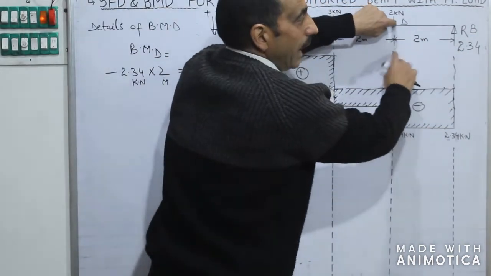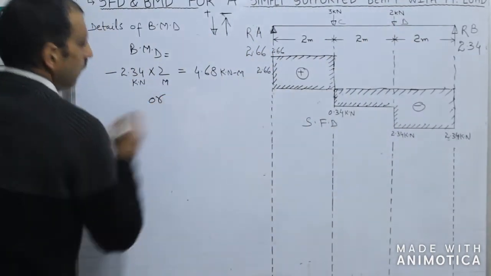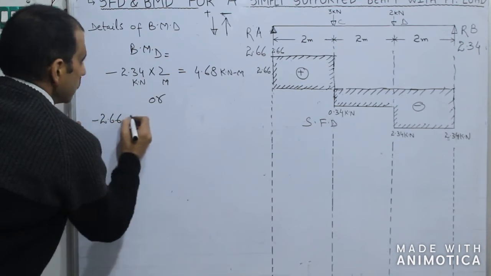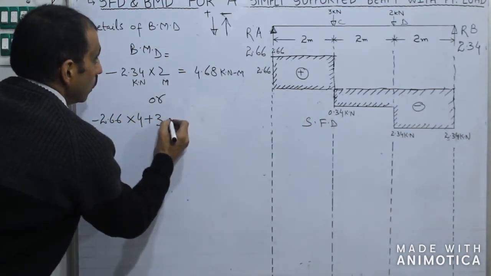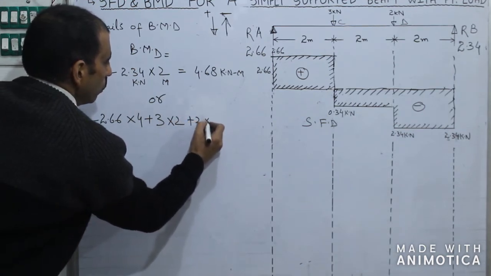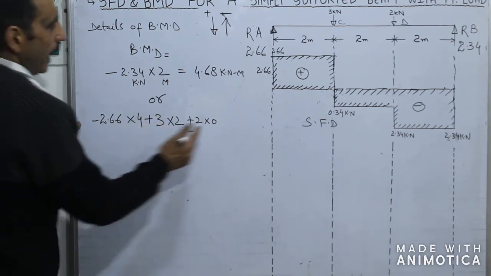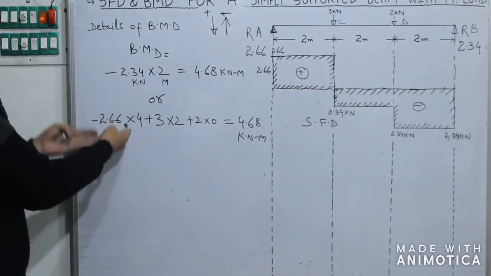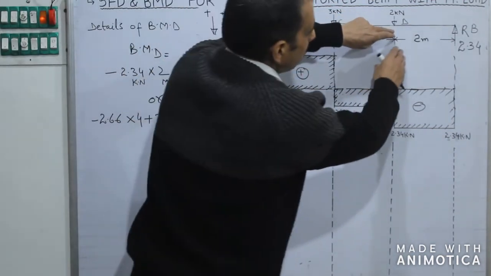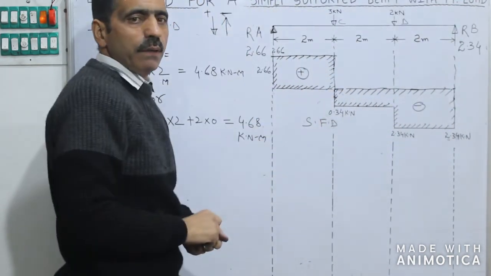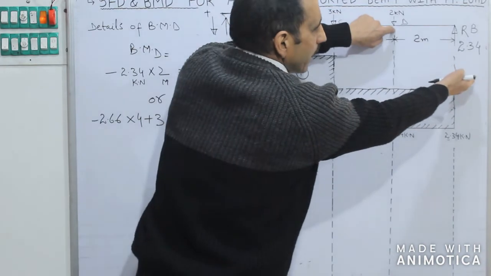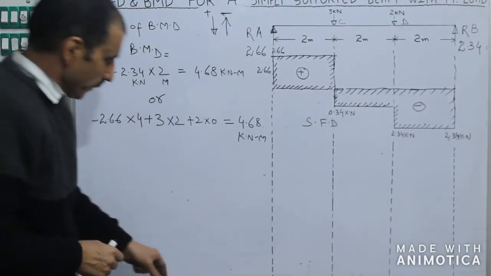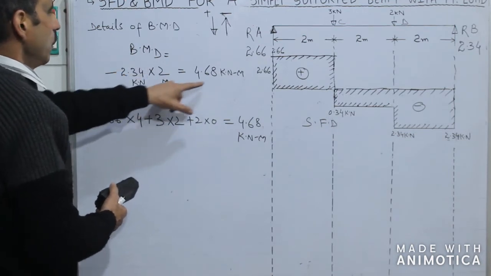This was very easy from here. We can also calculate bending moment from the other side; I am giving you an alternative procedure as well: 2.66 minus into 4 plus 3 into 2 plus 2 into 0. Again it will come 4.68 kilonewton meter. You can calculate bending moment from the right side or from the left side. If the right side seems easy, calculate from there; if the left side seems easy, calculate from there. I have put both methods before you. Bending moment at D is 4.68.